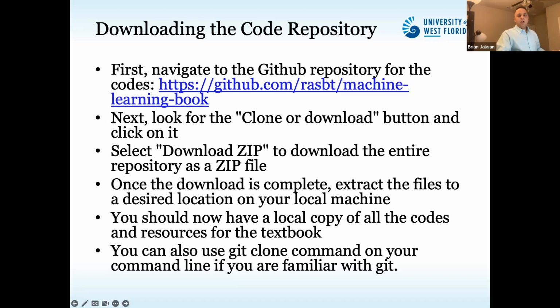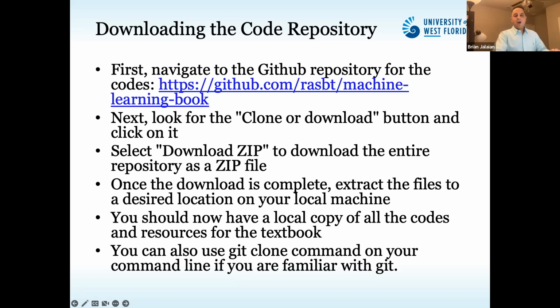So I think the first important thing is, let's go over the first step in getting started with coding, and that's downloading the code repository. The code for the textbook, Machine Learning with Python and Scikit-learn by Sebastian Raschka, is available on GitHub. You are probably already familiar with GitHub, but if you're not, it's a popular platform for sharing and collaborating on code projects.